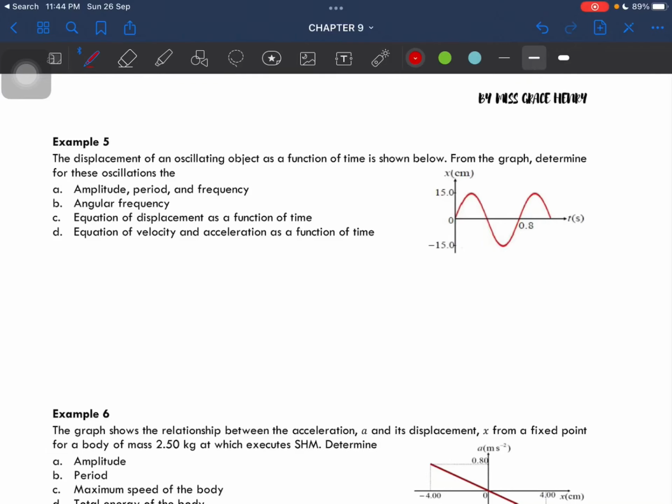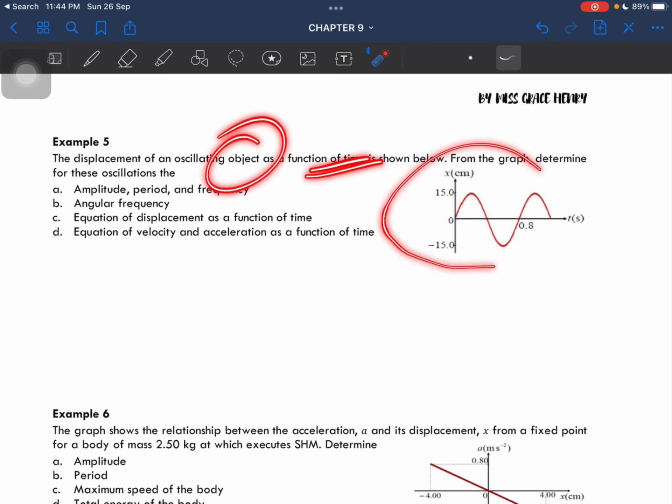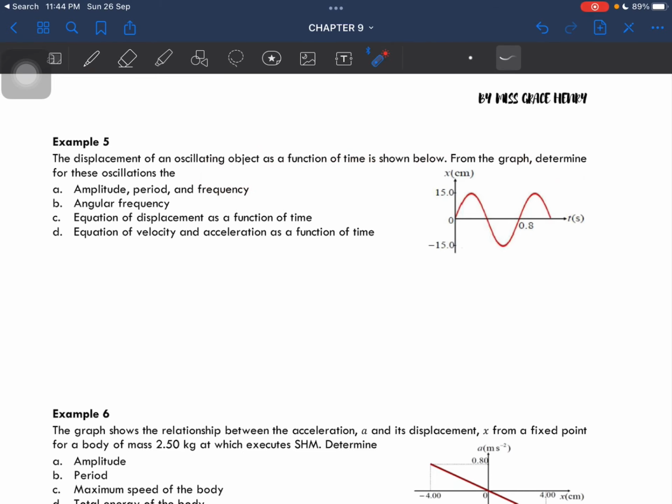Okay, for example number 5, the displacement of an oscillating object as a function of time is shown here. So from the graph, we have to determine the following: the amplitude, period, and frequency. Then angular frequency, and then the equation of displacement as a function of time, and lastly the equation of velocity and acceleration as a function of time.